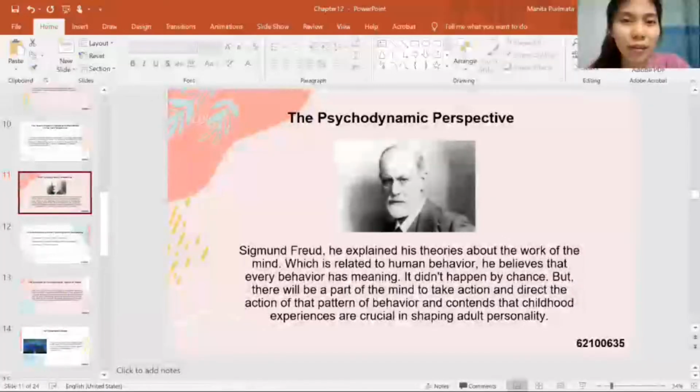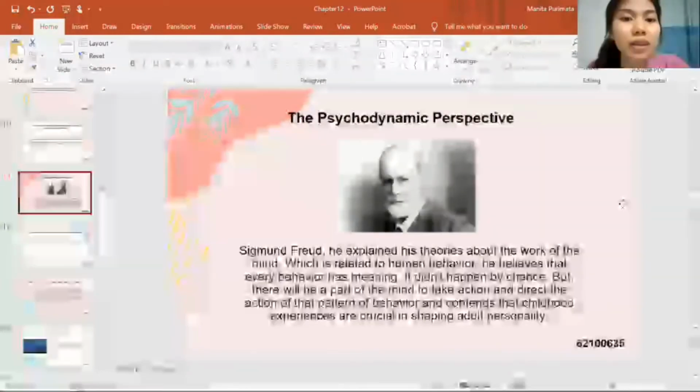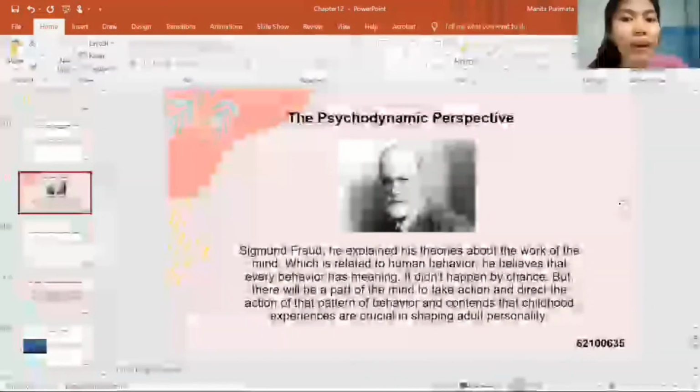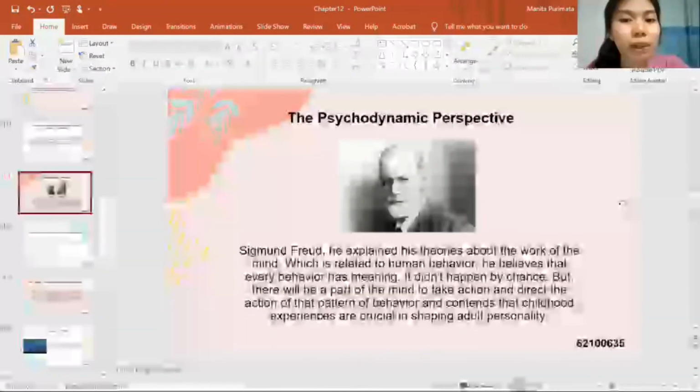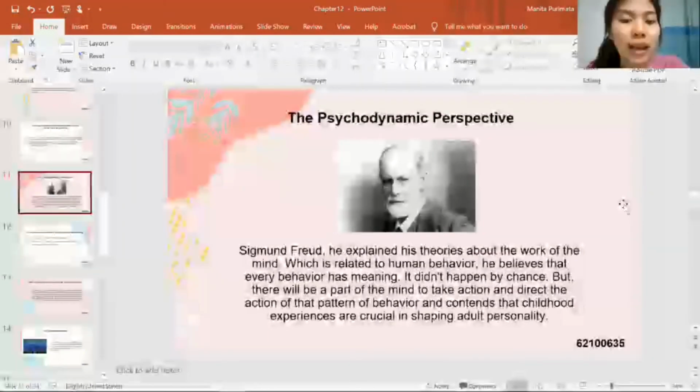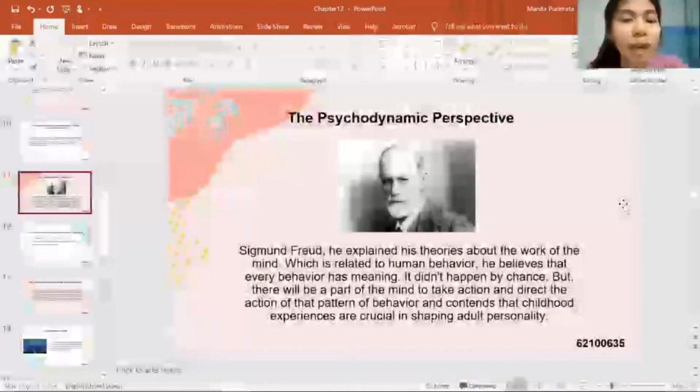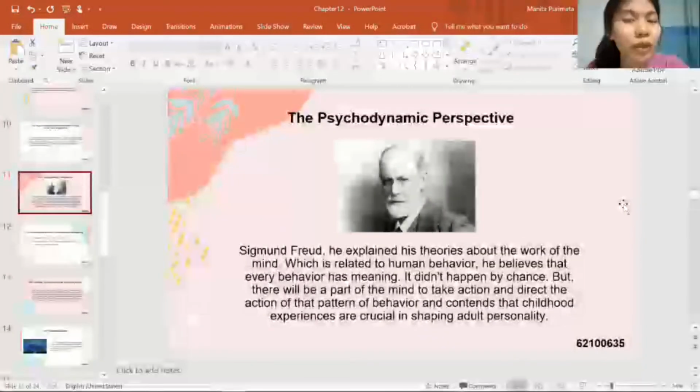Hi, Professor. My name is Manita Primata, and today I'm going to tell you about the psychodynamic perspective. The beginning is from Sigmund Freud, who expanded his theory about the workings of the mind that are related to human behavior. He believed every behavior has meaning. It did not happen by chance, but was a part of the mind taking action and directing the pattern of behavior, and childhood experiences are crucial in shaping adult personality.